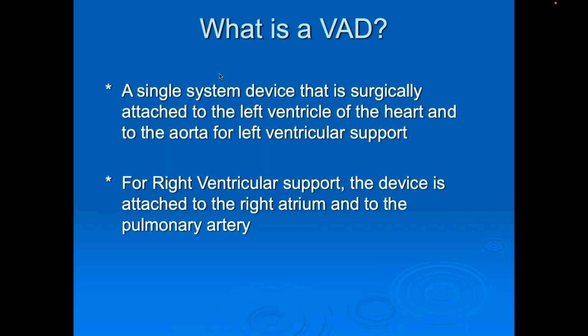A single system device is surgically attached to the left ventricle of the heart and into the aorta for left ventricular support. For right ventricular support, the device is attached to the right atrium and to the pulmonary artery, and we will show you pictures later on in the presentation.